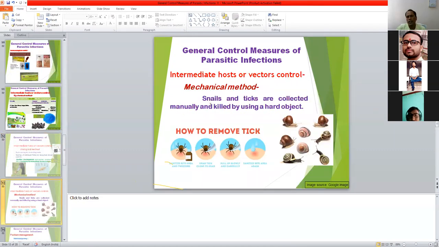Some mechanical methods are used to control the intermediate host or vector, like snails collected manually by hand or by fishing net, then the snails are crushed, and ultimately this controls the intermediate host or vector population to control the various parasitic infections.